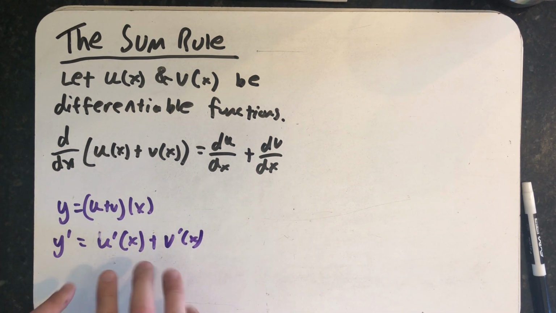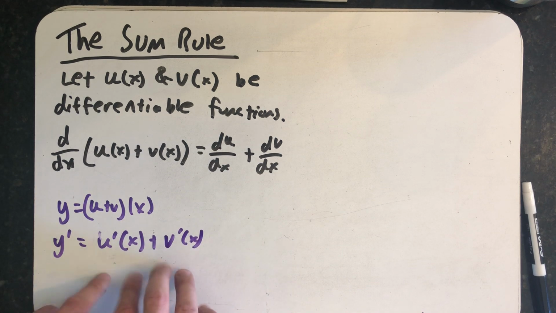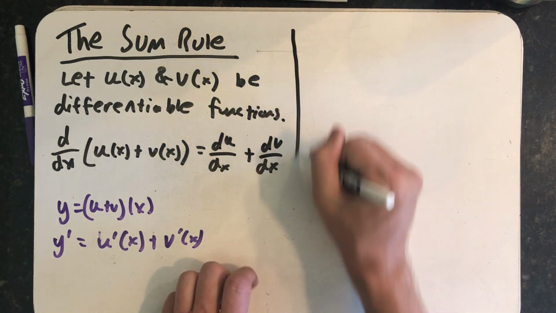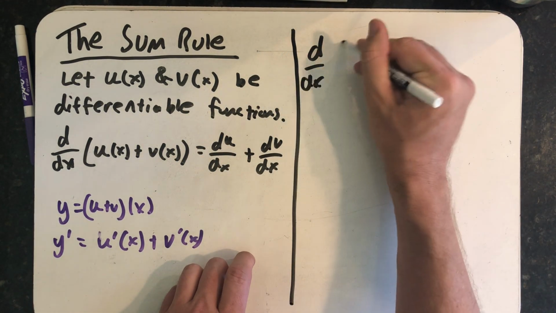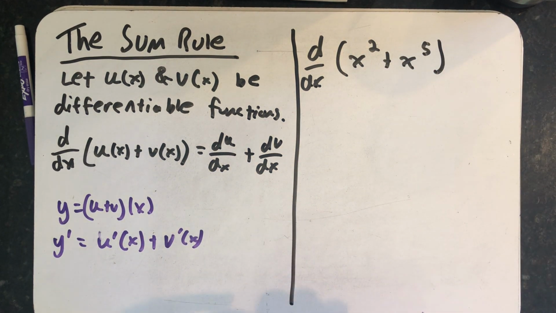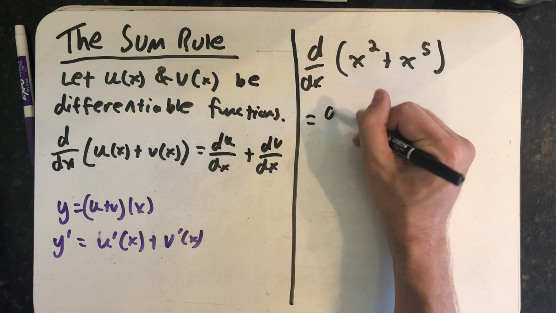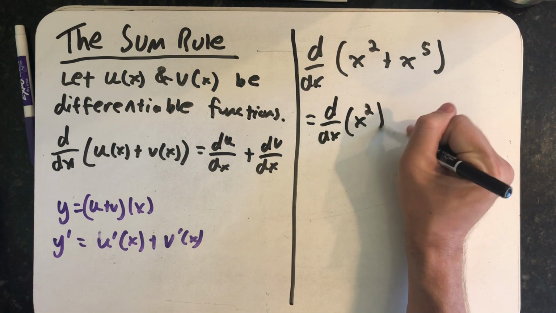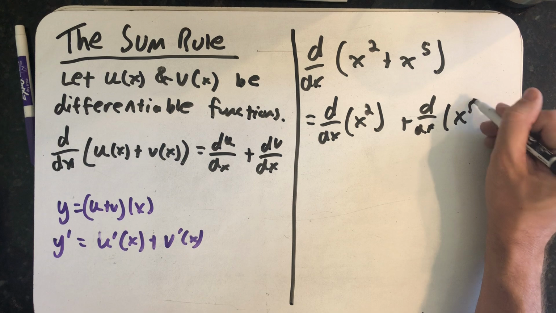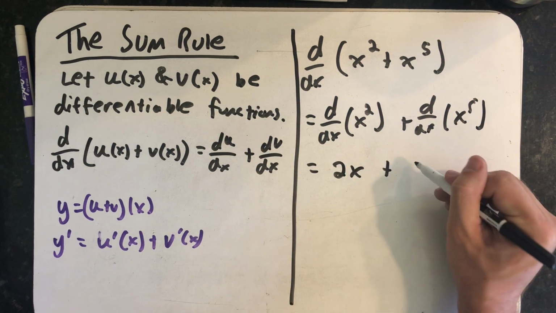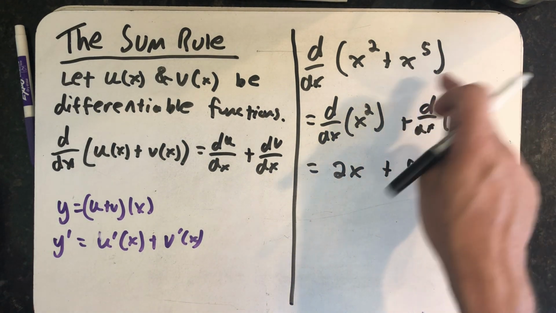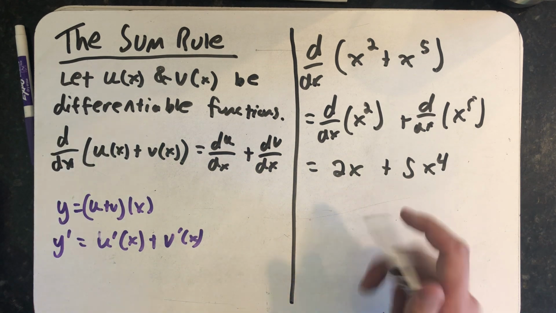So these are two lines saying the same thing, just this one in the Leibniz notation, this one in our prime notation. Well, let's see if we can use this rule. So let's say I have a polynomial, x squared plus x to the fifth. Well, this rule says that I can take that derivative just by taking the derivative of each individual term. And I have a 2x plus a 5x to the fourth, and there's my derivative. I think if I were to do this again, I could skip this middle step and just take the derivative of each one and add them together.